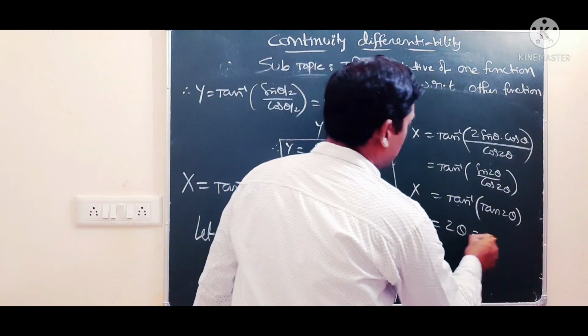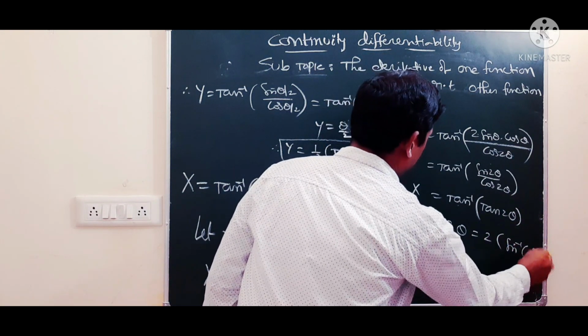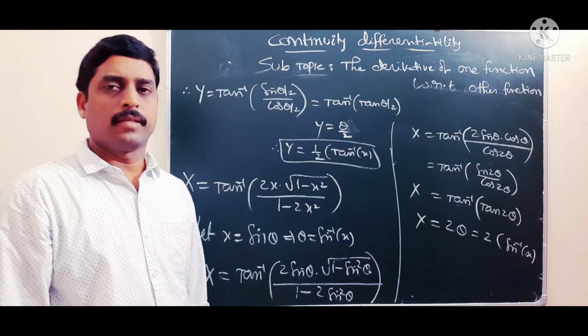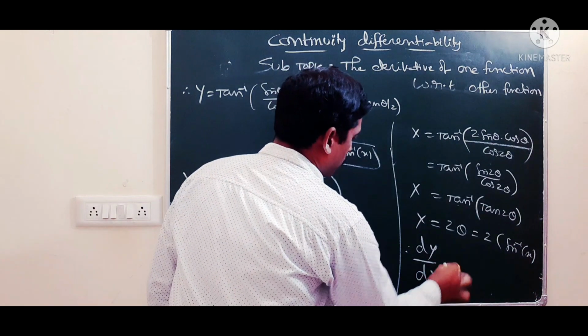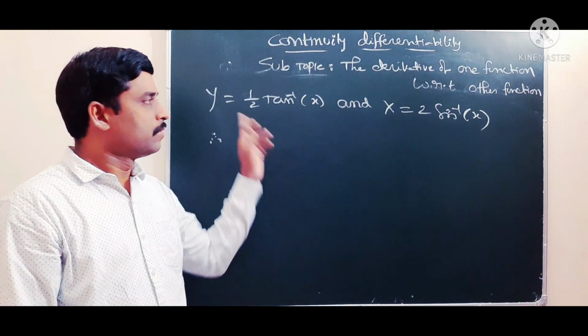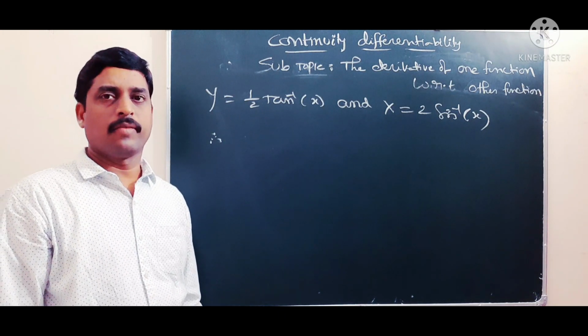So x is 2 into theta, and theta is sin inverse x. But our target is dy by dx. Okay, we got the x and y values. Now our target is dy by dx.